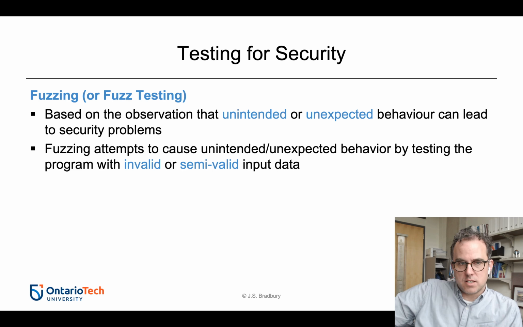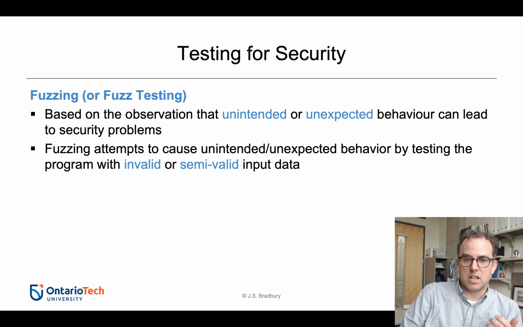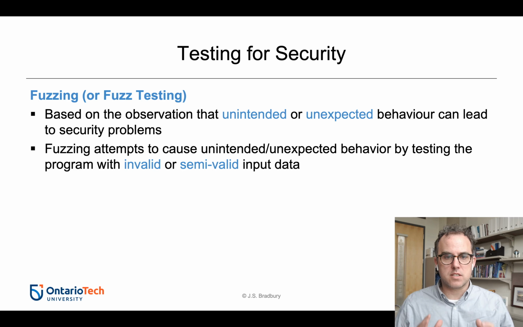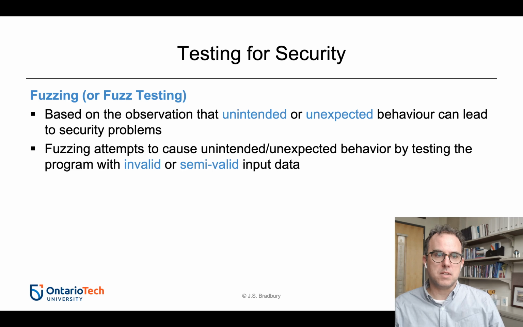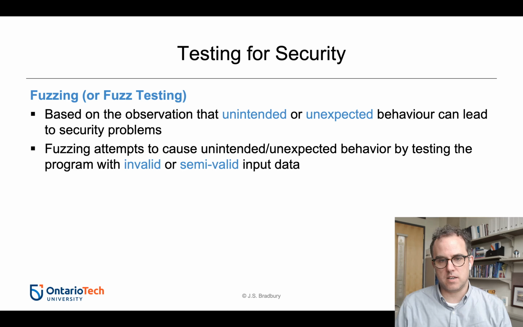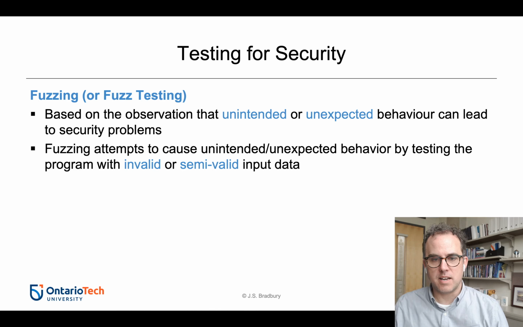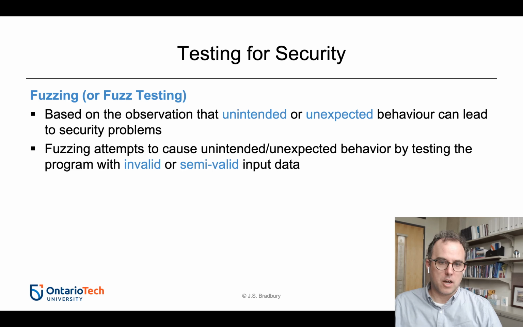The difference, though, is that unlike shotgun testing, where a lot of the random values we're trying are valid inputs, in fuzzing we're really focused only on the unintended or unexpected behavior. So we're really only interested in invalid or semi-valid inputs. We're going to try a lot of interesting inputs that are not necessarily what the system would expect to be, quote unquote, normal or expected according to the requirements.